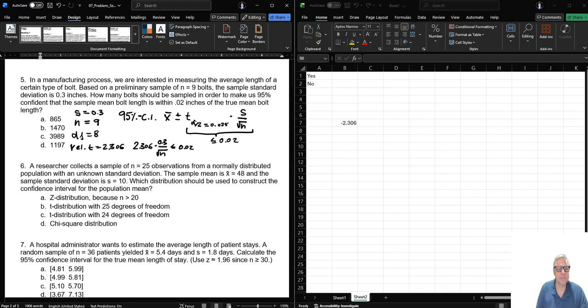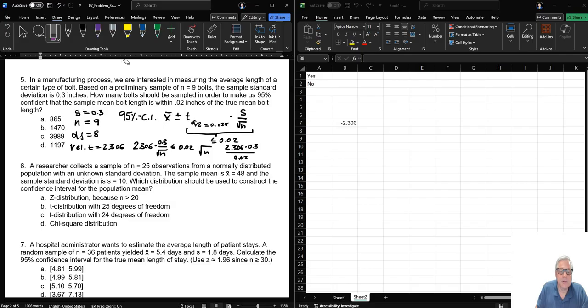Okay, so now if we rearrange this equation, we see that n, I can put that on the other side, and let's first put the square root of n is then equal, or actually greater than, I put it on the other side, and I divide both sides by 0.02, so I get 2.306 times 0.3 divided by 0.02, and here actually the sign was wrong, because if I put the n on the other side, n must be greater, so it should be like this.